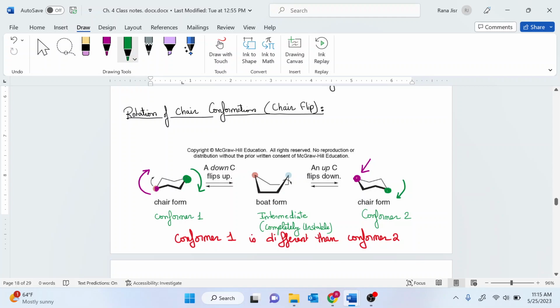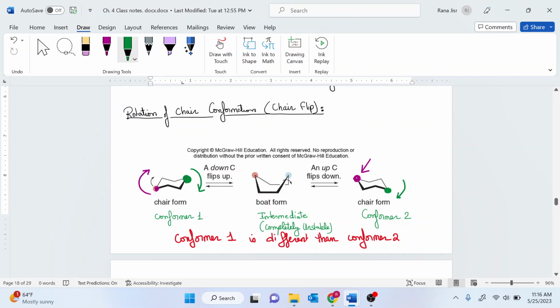This is called a conformation, a chair conformation. So for every representation of a chair for cyclohexane, there is a chair flip. The chair flips and you can show it or express it in a different conformation. The chair forms are called conformer 1 and conformer 2. These two are different, and the difference is their rotation in space. This is why we call them conformers.